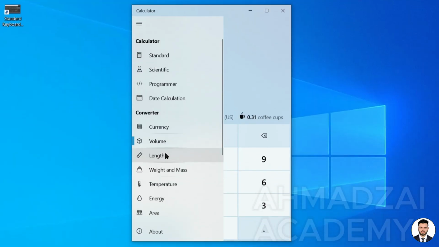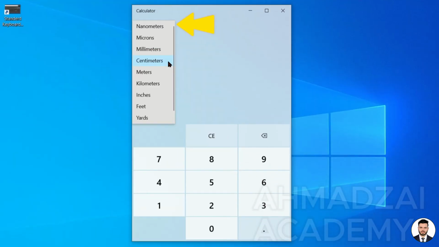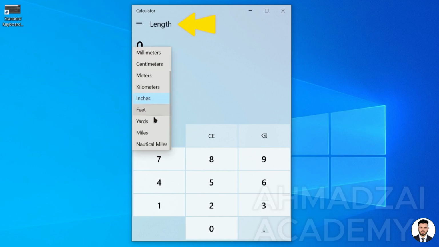Another section we have is called length: centimeter, meter, millimeter, micrometer, nanometer, kilometer, yard. So whenever I want to convert meters, for example, to inches, feet, kilometers, or something else, let's say, for example, to feet.